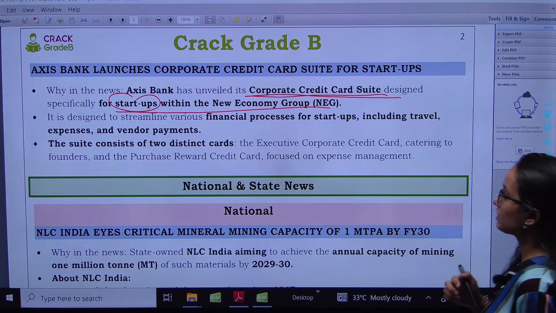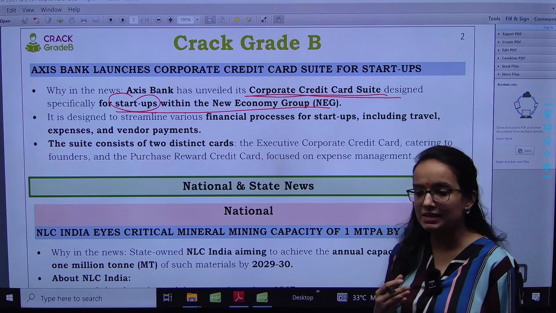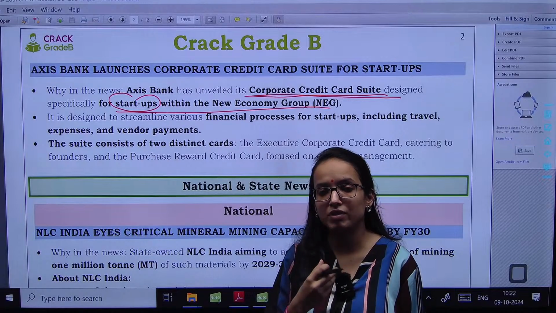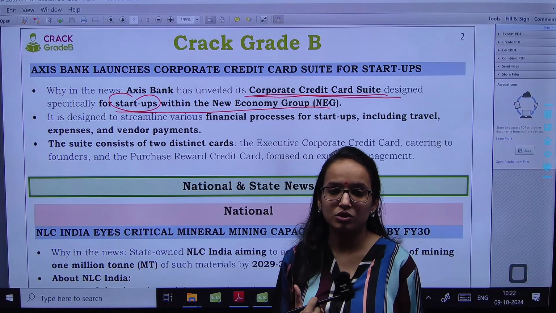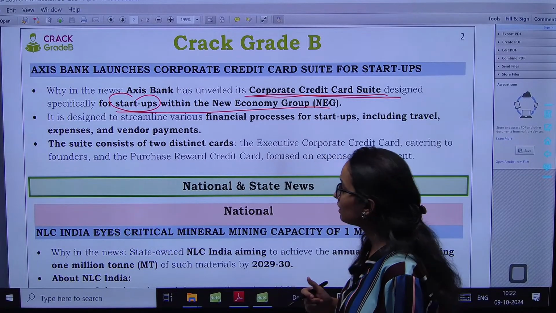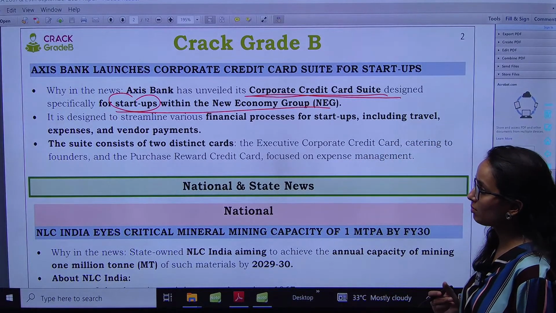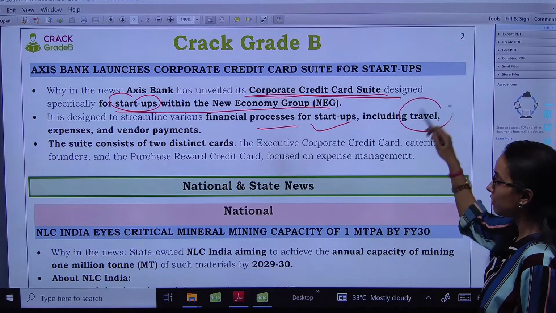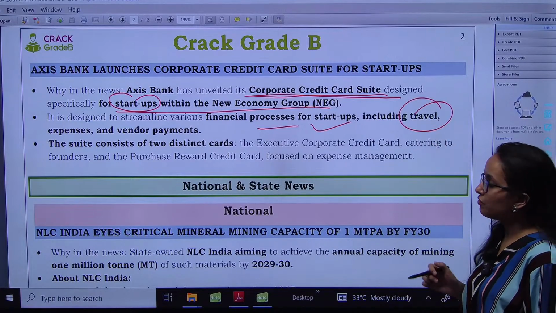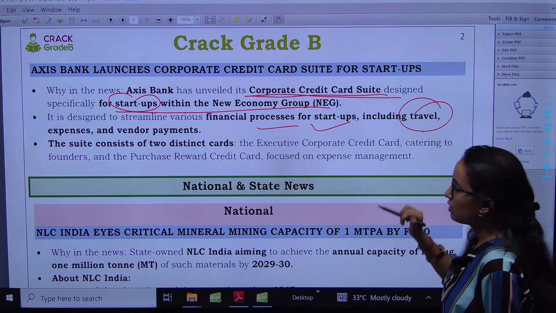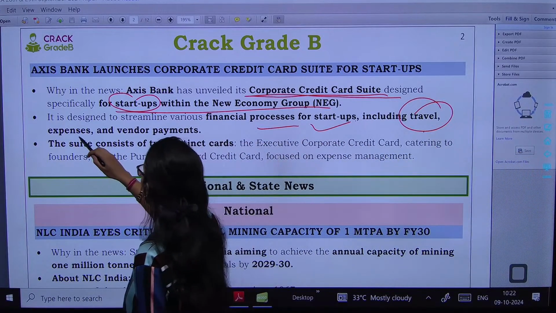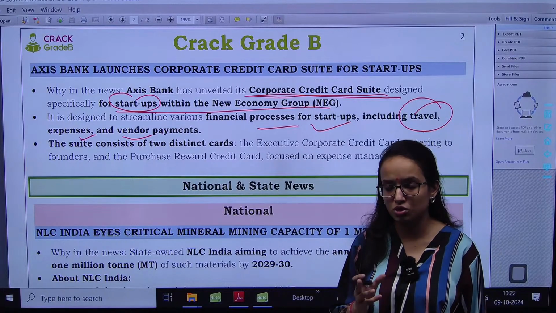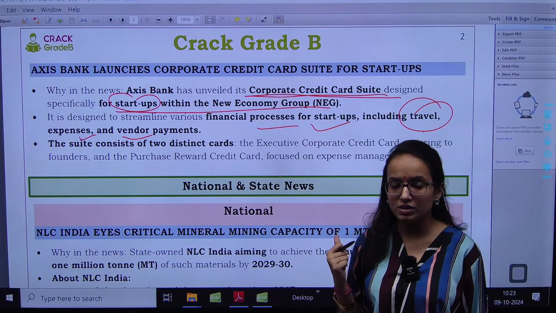So remember this, particularly for facilitating a business environment and facilitating the transactions and startup ecosystem, this has been done. It is designed to streamline various financial processes for startups, as I told you, including travel, expenses, vendor payments, all can be done using these corporate credit cards. So remember, it offers a wide range of financial services or processes along with this, right?